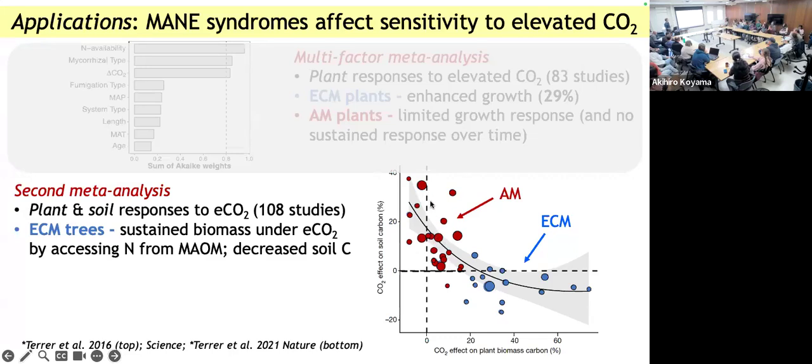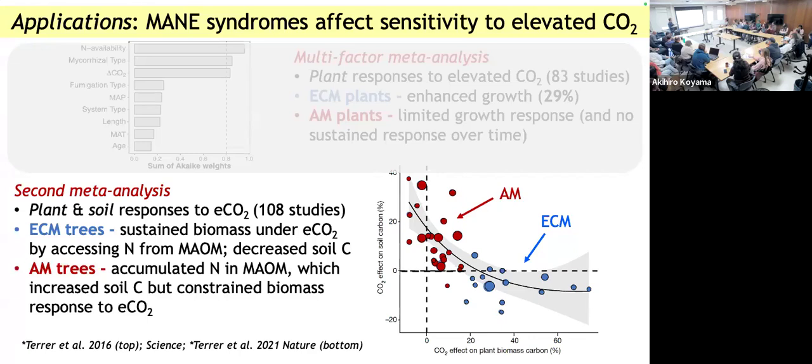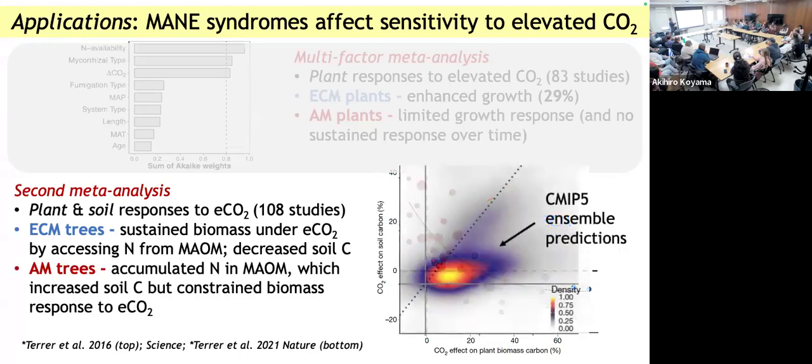That's the y-axis here. Now, this trade-off, this sort of negative relationship, is not at all how the models are structured. In this paper, we talked about how CMIP5 predicts the relationship between CO2 effects on plant biomass and CO2 effects on soil carbon. It predicts linear positive, but it's actually more like an exponential negative. So we need to fix that in the models, because if plants are mining organic matter to get nutrients, and that's changing the carbon balance of the systems, we want to represent that faithfully in these models.